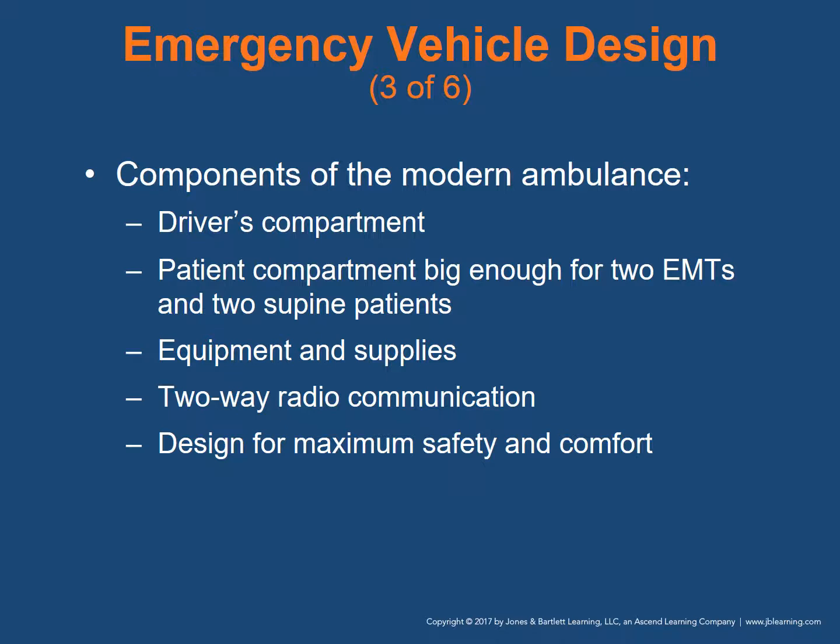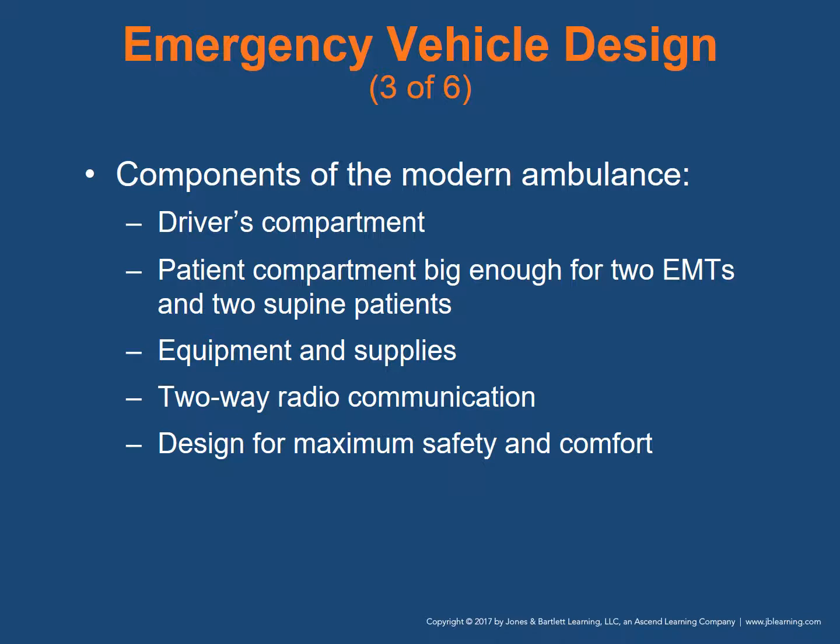Components of the modern ambulance: we have the driver's compartment, and the patient compartment big enough for 2 EMTs, or 2 paramedics, or an EMT and a paramedic, and 2 supine patients. Technically we can transport 2 patients at a time. And because we can transport 2 patients at a time, that will define the meaning of an MCI, a mass casualty incident, which we'll talk about in the next lecture, Chapter 38.